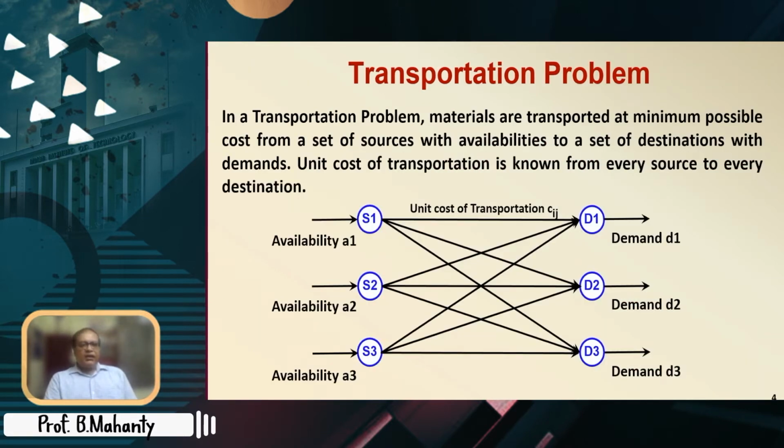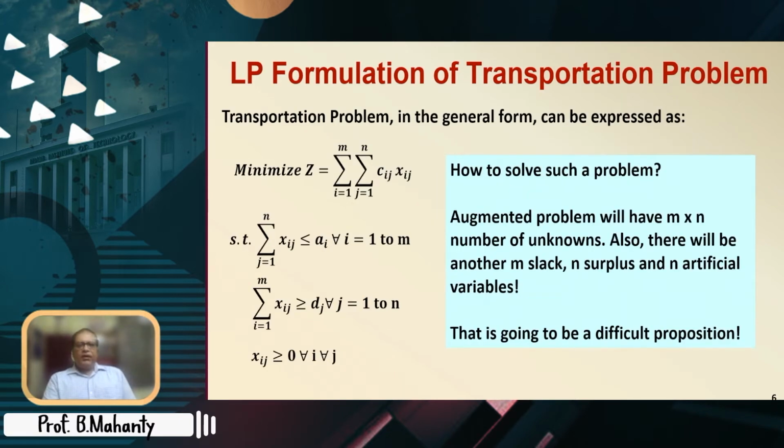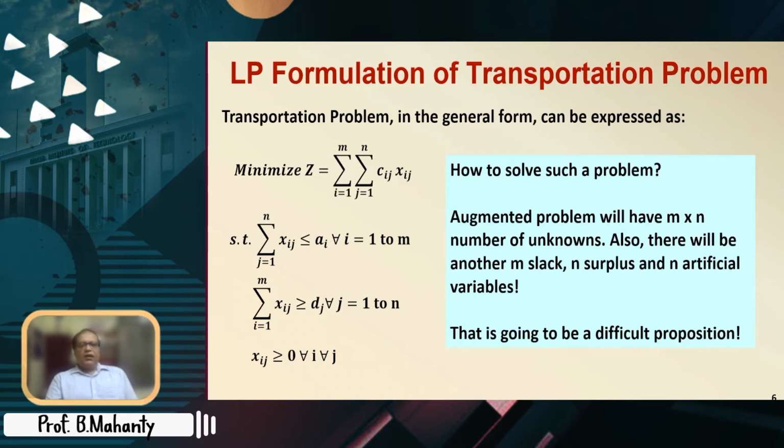For each source there is a constraint. For each destination there is a constraint. Is it not? So there are 3 sources, so there are 3 constraints from the source side. And there are 3 destinations, so 3 constraints from the destination side. Is it all right? I don't know whether I have written that equation, but anyhow, there are 6 different constraints, that is m plus n. That is the total number of constraints.